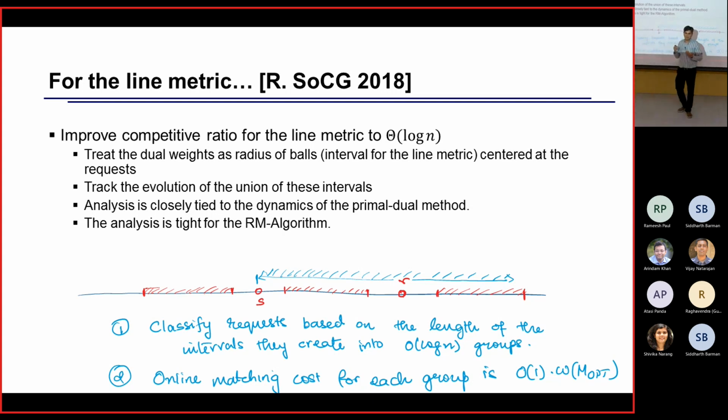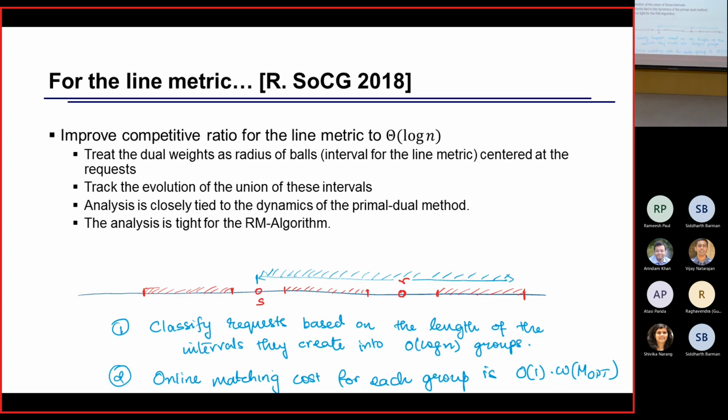Remember the primal-dual method that I mentioned? We now do something more. For every request, we keep track of the dual weights of these requests. The dual weights keep changing as the algorithm progresses. So we treat every dual weight as a ball around the request. And if the dual weight increases, the radius of the ball increases. Think of it that way. The radius of this ball is simply the dual weight assigned to that request.